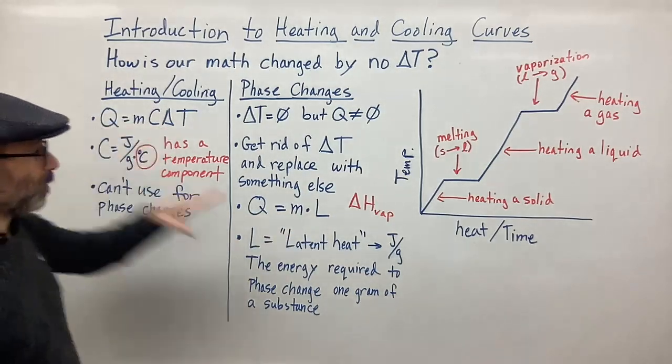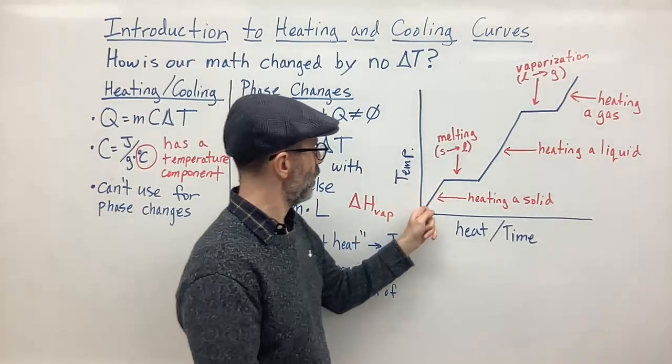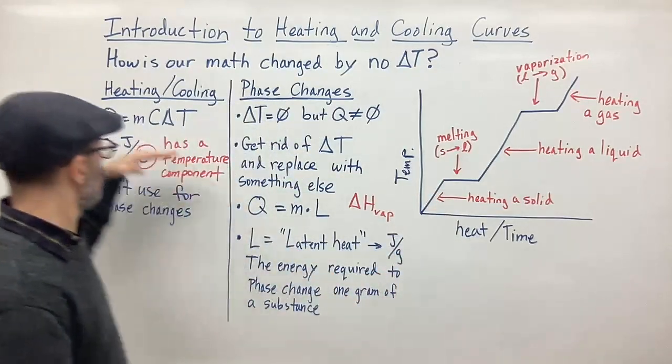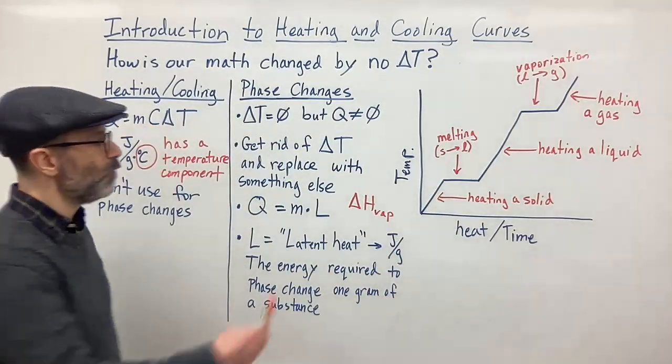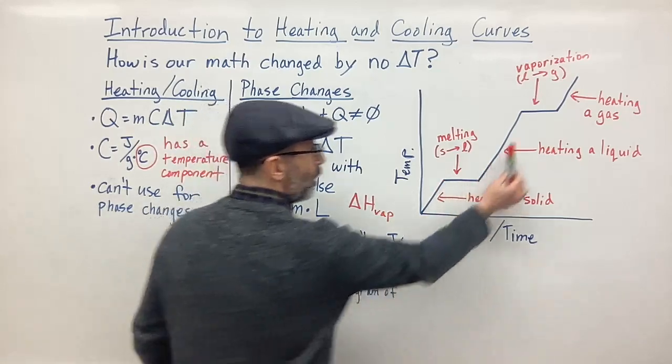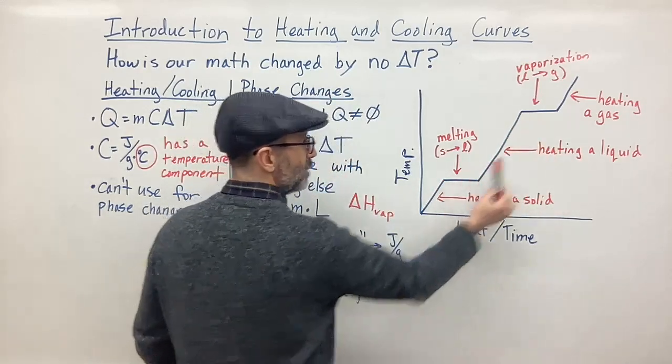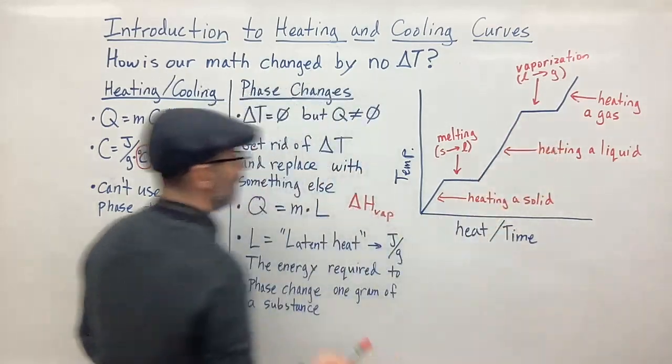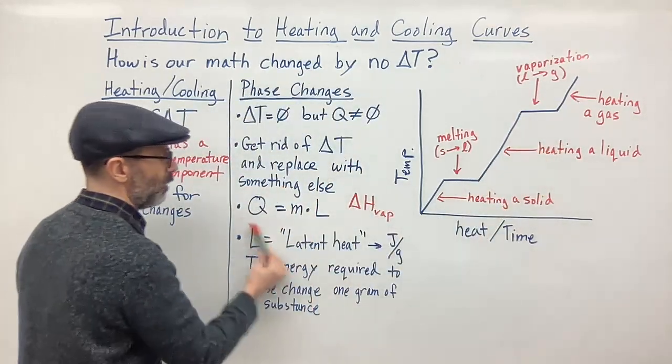So for the sloped parts where there's a temperature change, you're going to use Q equals mcΔT. For these flat parts of the graph, where you have this plateau, that's where you're going to use this equation to calculate the heat.